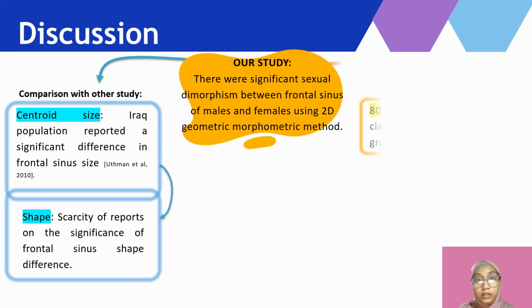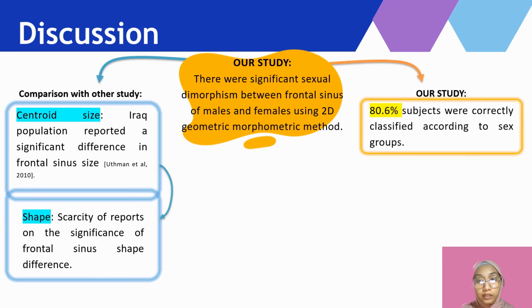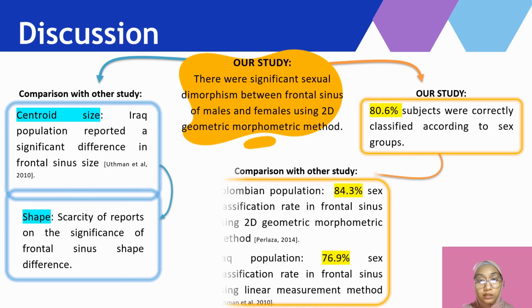Our study demonstrated around 80.6% sex classification accuracy when using a 2D geometric morphometric method of the frontal sinus. This result is comparable to the study from the Colombia population, showing 84% sex classification accuracy in the frontal sinus when using the 2D GM method as well. However, a study from the Iraq population showed a lower classification accuracy of 77% as they were using a linear measurement method.